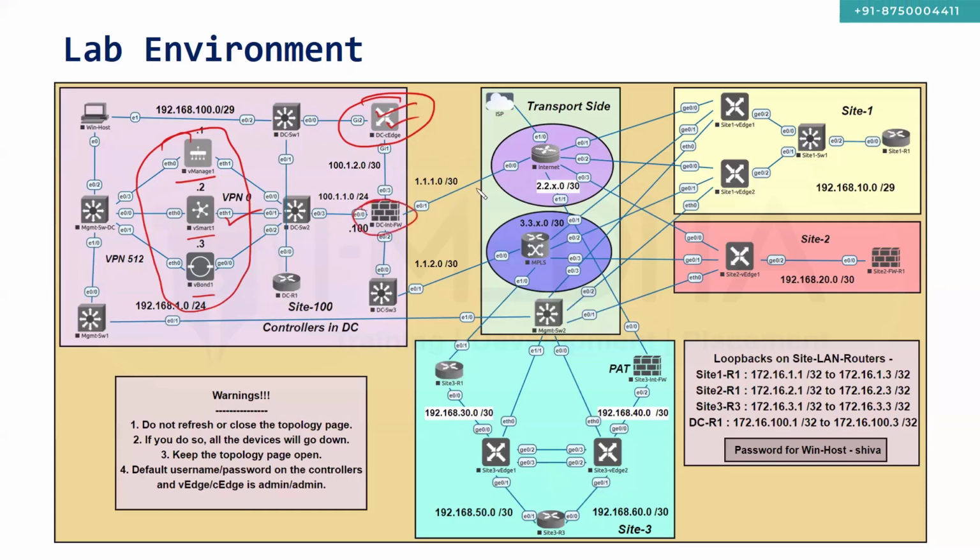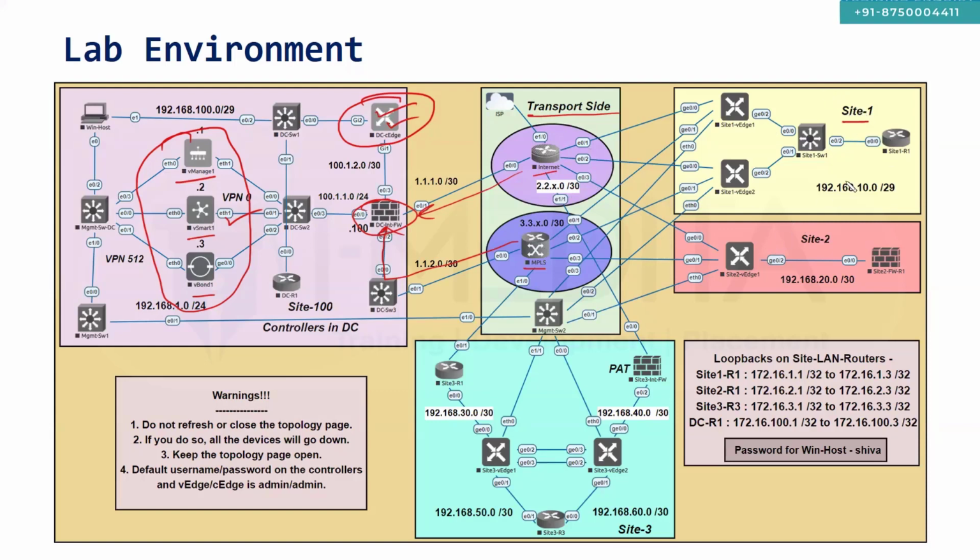In DC, we have a firewall where we have terminated the internet as well as the MPLS in the data center. So we have two different transports available, right? One of them is internet, the other is MPLS. Then we have remote sites.